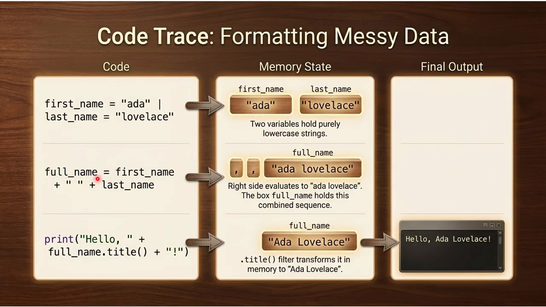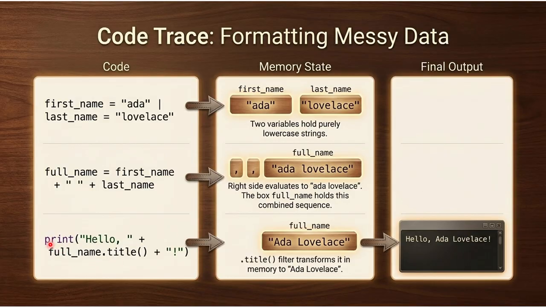Then you did this: full name is equal to first name plus a space within double quotes plus last name. So the right side evaluates to Ada Lovelace. The box full name holds this combined value. Here, if you see, a new container full name was created which has the complete string Ada space Lovelace. Next we printed, and in both these scenarios, since we didn't use a print statement, you see there is nothing printed on our screen.